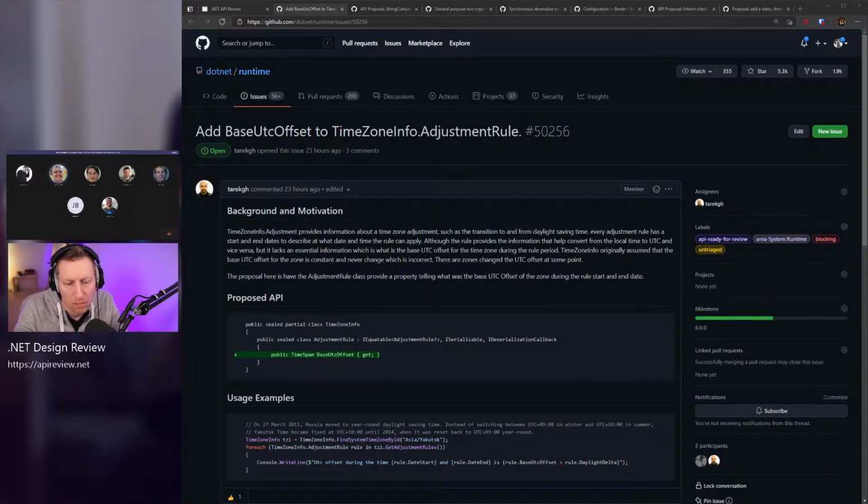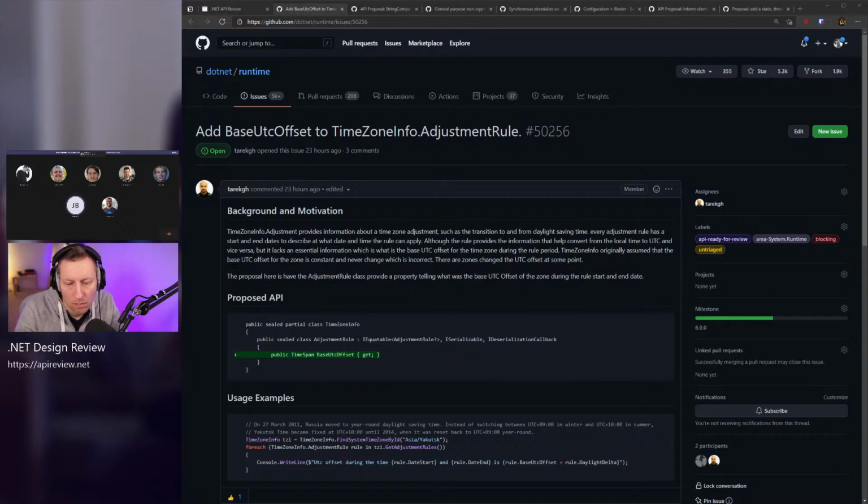And so by having this property exposed, they can. Right. Arizona decides they're done being based off Mountain. They decide they want to jump to Central. So the Arizona time zone in 2022 changes its base offset to minus... I can do this... 5. But if you get an adjustment rule from the past, it'll say -6.